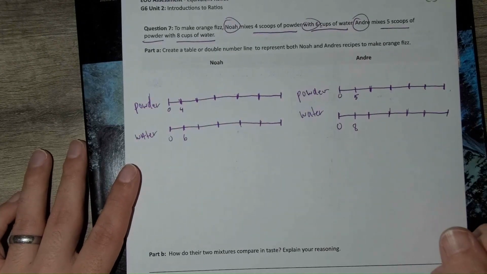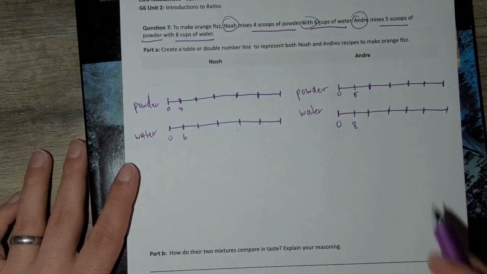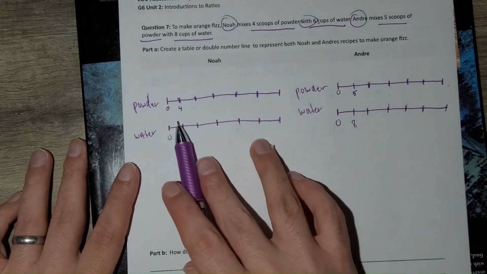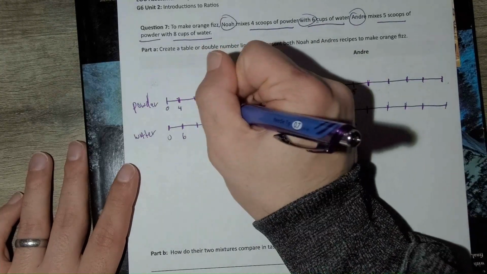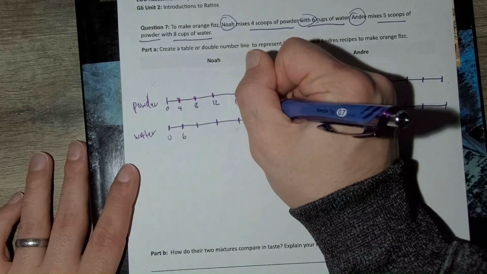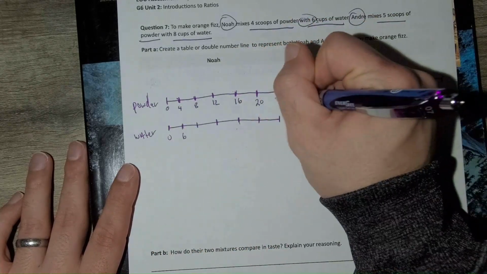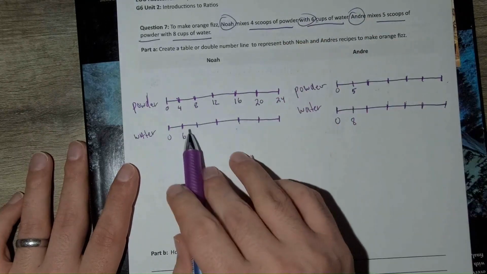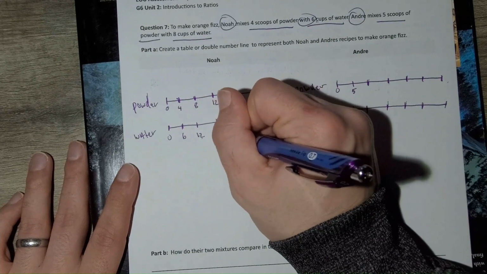And so now what we want to do is compare these by making a double number line or a table, which I will make soon. And so we can fill these lines out by just adding over and over. 4 plus 4 is 8, 12, 16. I'm just adding 4 over and over. 20, 24, right? 6 plus 6 is 12. 12 plus 6 is 18.